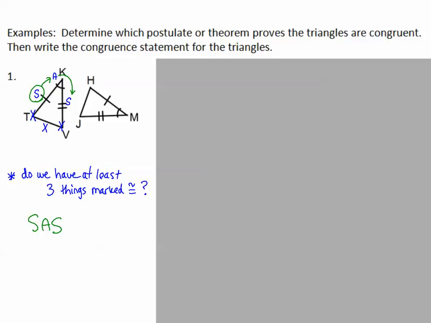And now I can write the congruence statement to say which triangles are congruent. Triangle, now, any way you want to, we can mark this. Maybe the way that I went around the triangle, TKV. Let's try that. TKV congruent to triangle. Now, let's make sure we follow the path that we took. T to K went over the single-mark side and then over the double-mark side. So single to double goes that way. Triangle HMJ.